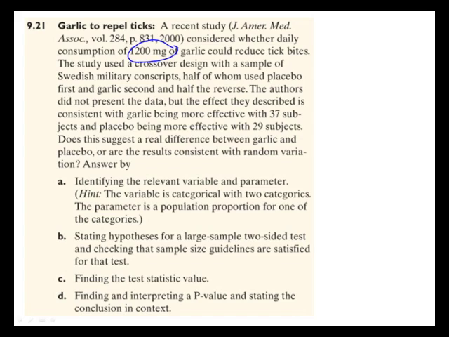But they did this, and then 37 of the subjects said that the garlic was more effective. 37 said garlic was more effective at repelling ticks, and 29 said that the placebo was more effective at repelling ticks.